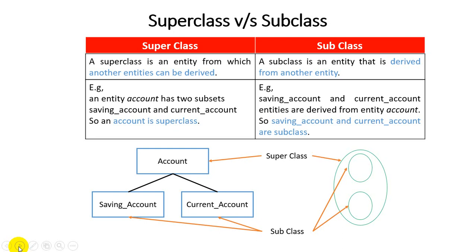We can take another example, like a car is a superclass, but a petrol car and a diesel car are subclasses, because a petrol car and a diesel car are derived from the generalized class known as car. So I hope you are clear what a subclass is, what a superclass is, and how we can define them in our entity relationship model.